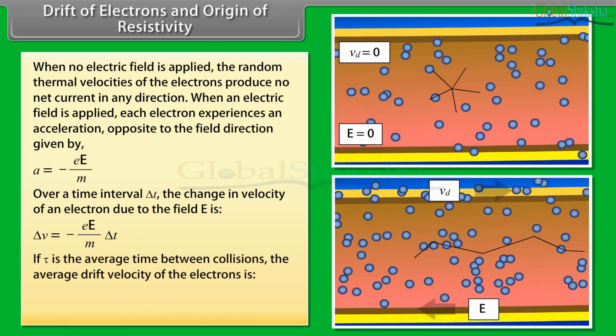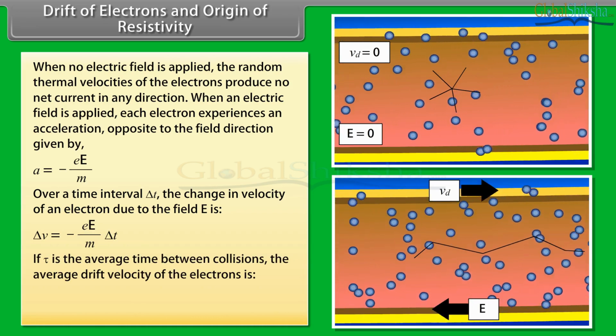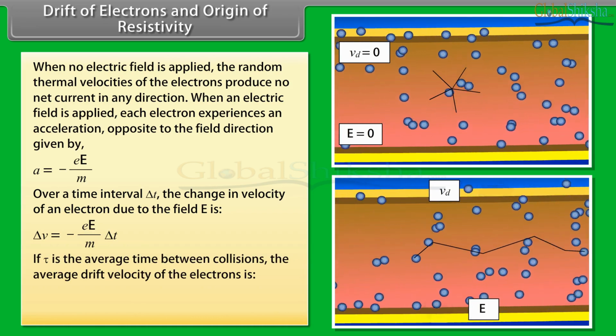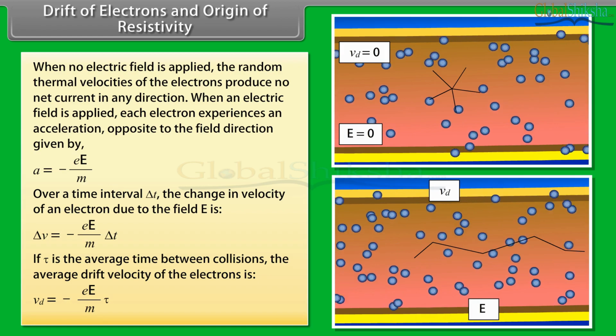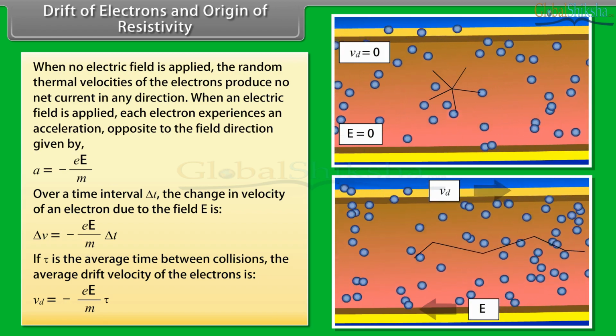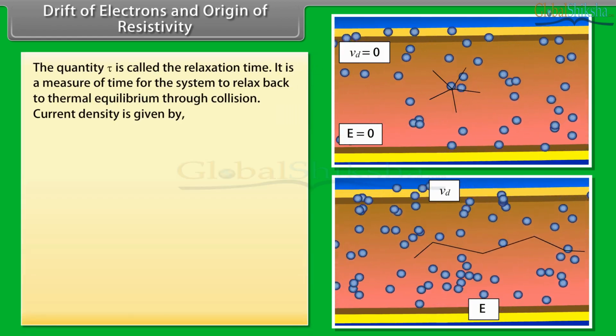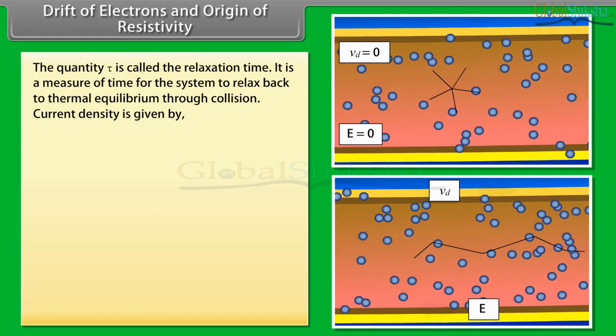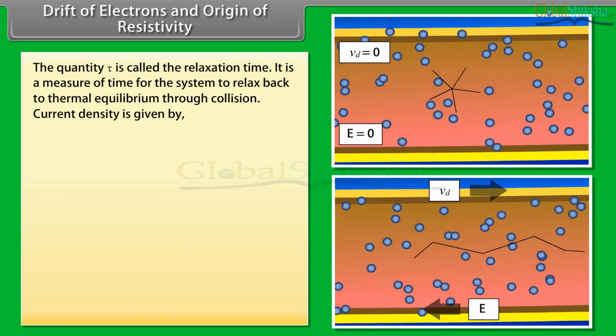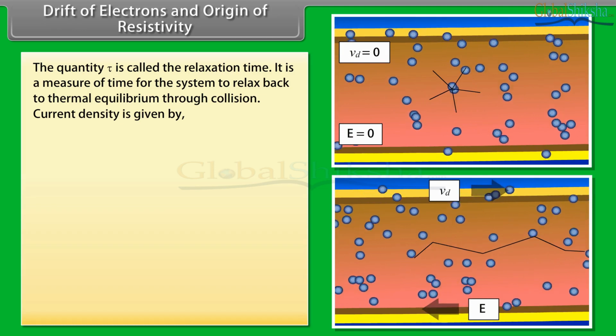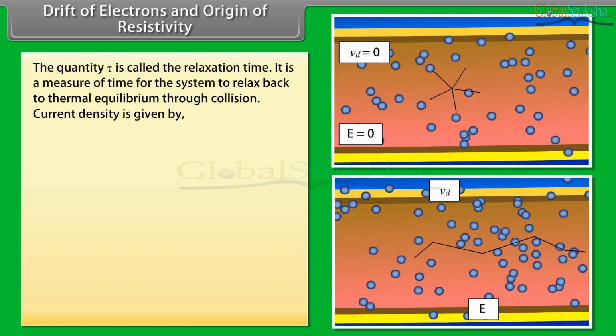If tau is the average time between collisions, the average drift velocity of the electrons is equal to the product of acceleration and tau. The quantity tau is called the relaxation time. It is a measure of the time for the system to relax back to thermal equilibrium through collision.